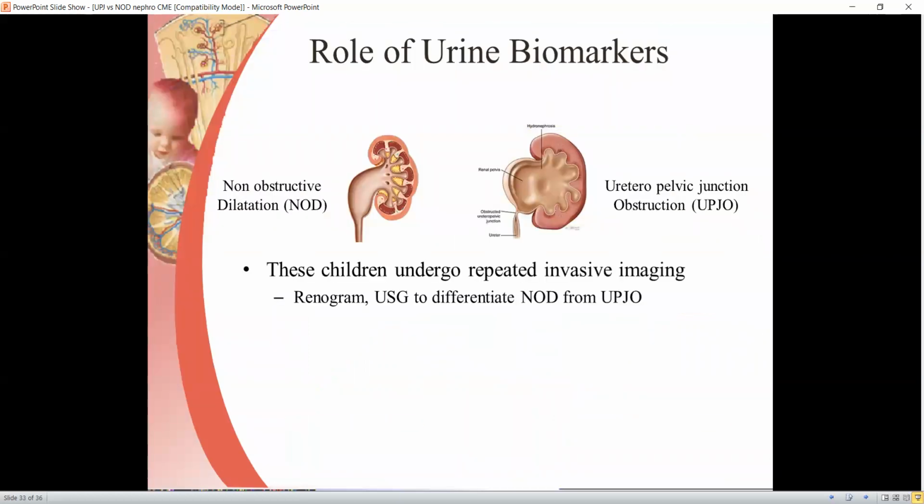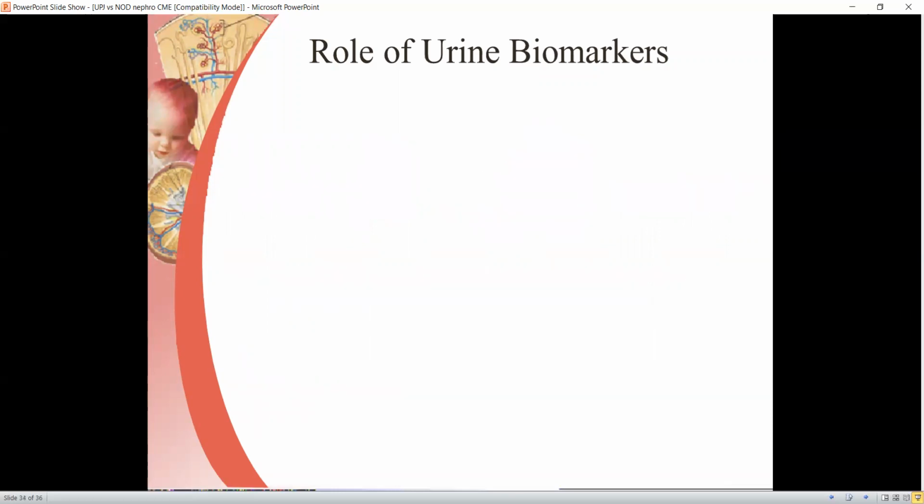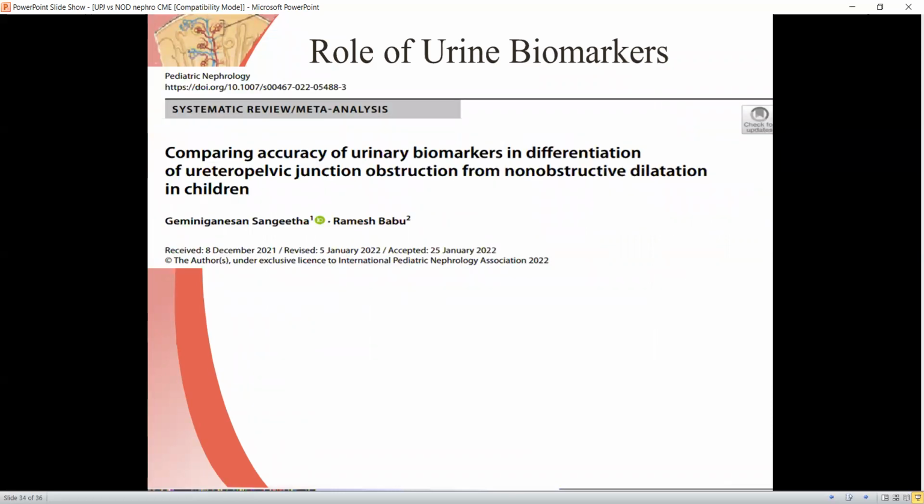The problem with this kind of situation is that these children undergo repeated invasive imaging with renogram and ultrasonogram to differentiate non-obstructive dilatation from ureteropelvic junction obstruction. So what about the role of urinary biomarkers? Do we have any established markers, or can it be another parameter which can be used? We looked at the accuracy of urinary biomarkers in differentiating ureteropelvic junction obstruction from non-obstructive dilatation in children.